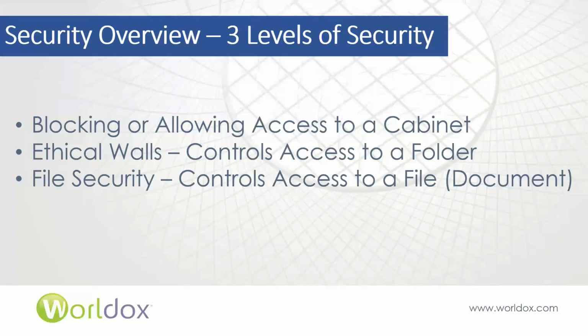The next is once you have access to a cabinet, you can use ethical walls to control access to a folder or subfolders worth of documents in that cabinet. Then when you get down to the actual file or document level, you can place security on the actual document to control access to that file or document and what users can do with it. So those would be your three levels.